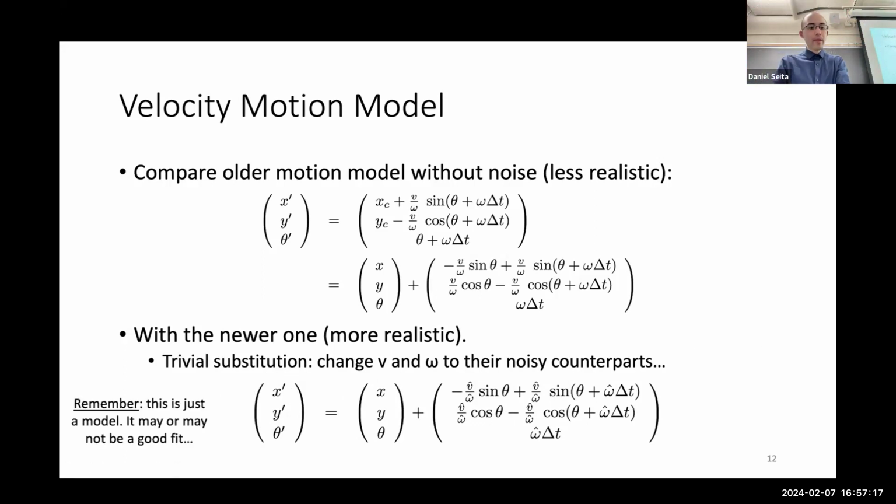Again, this is just a model. It may or may not be a good fit for your problem. But if you're modeling something like the Roomba robot, and you have those two types of control, then this might be a good model. But if you have a 6 degree of freedom manipulator arm, you're going to have to do something different.